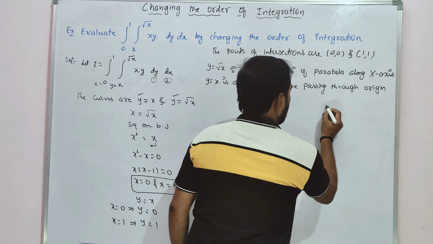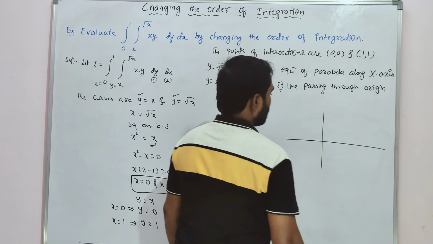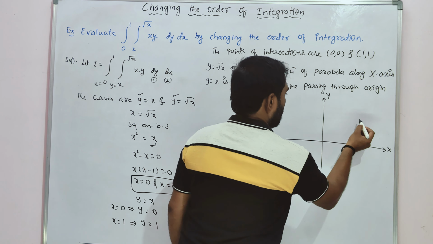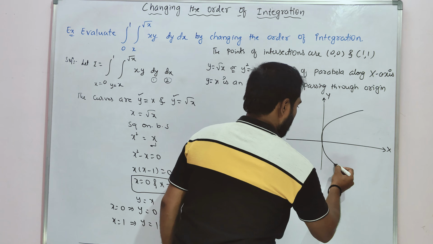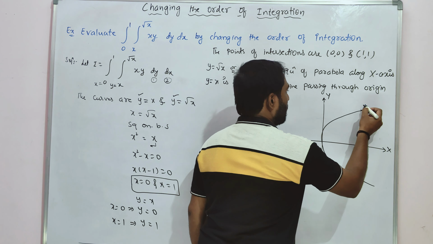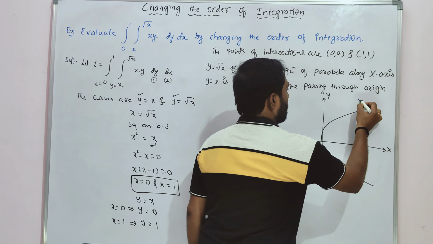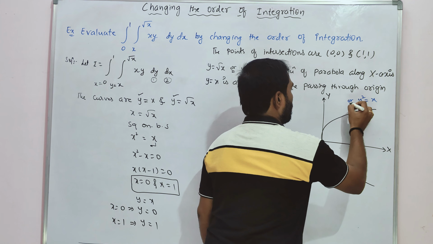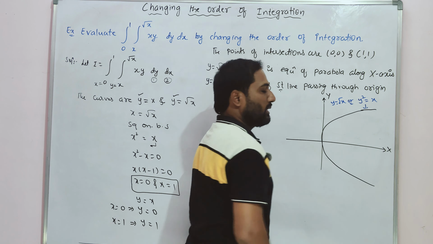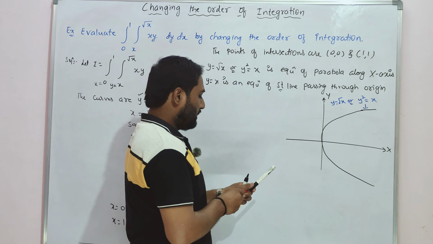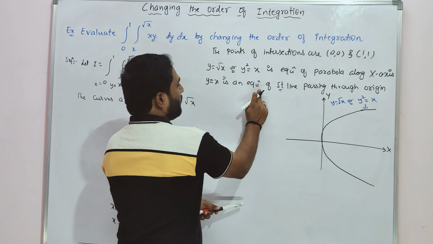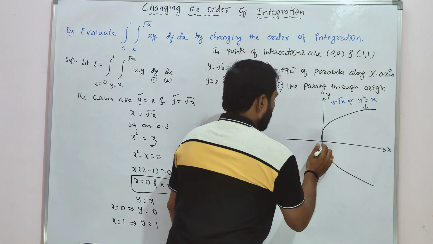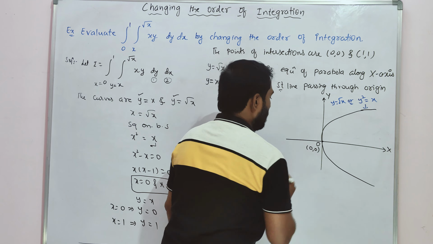So this is our y-axis and this is our x-axis. I will name this one: y square = x, or you can say y = root x also. It doesn't matter, both are the same, my dear students. So this is the first one. The second one is y = x, the equation of a straight line passing through the origin. This is the origin O, where x is 0 and y is 0.